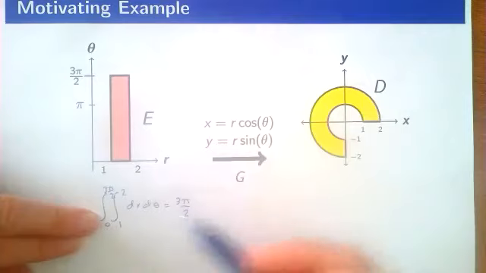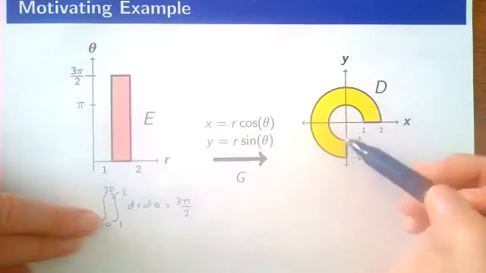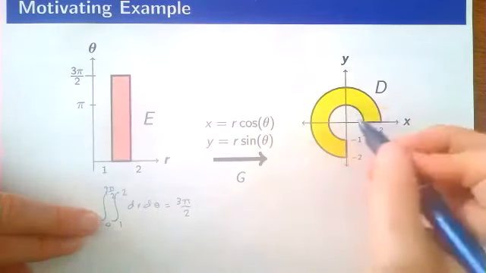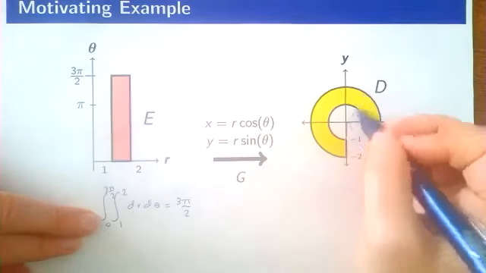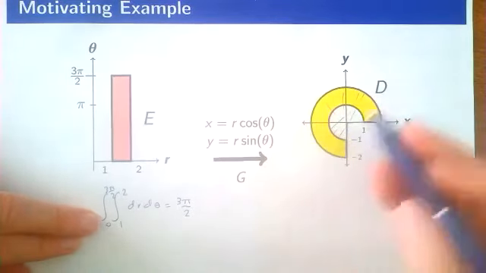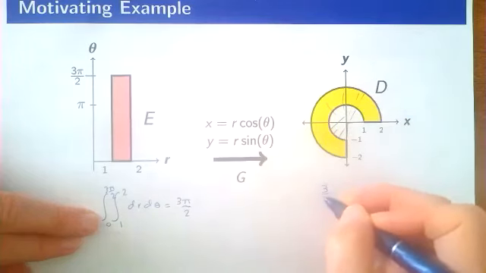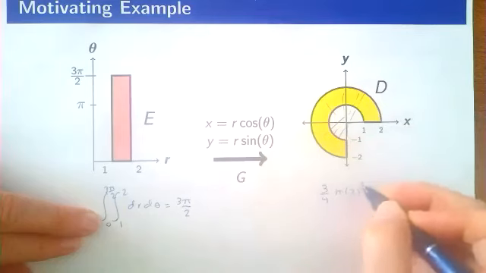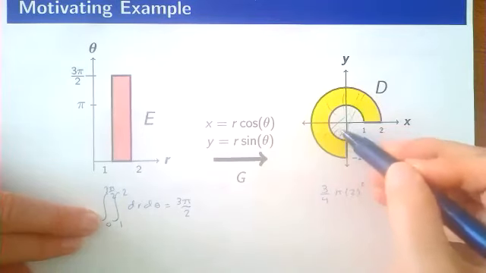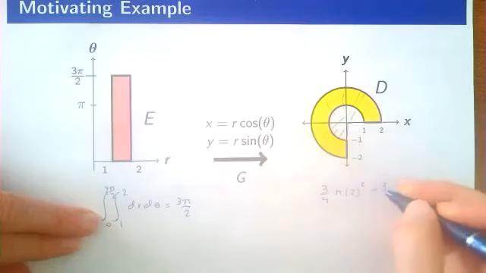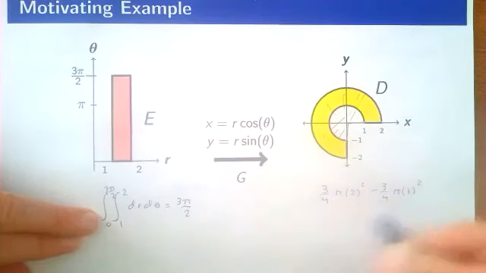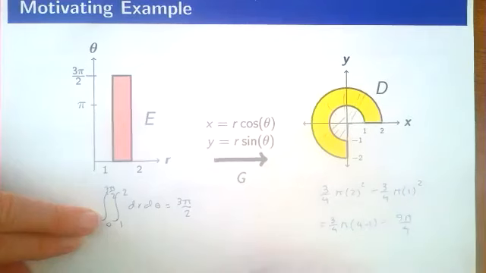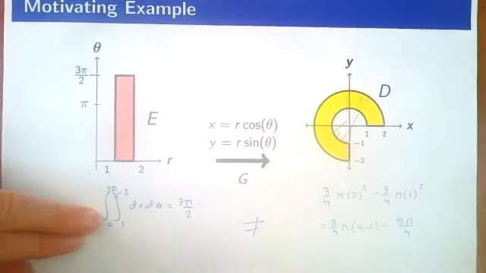So is this actually equal to the area of this region? The easier way to compute the area of this region is to find the entire area of the 3/4 of a disk of radius 2, then subtract this empty 3/4 of a disk. That is 3/4 of pi times 2 squared minus 1 squared, or 3/4 of pi times 3, which is 9 pi over 4. And the two of them are not equal to each other.